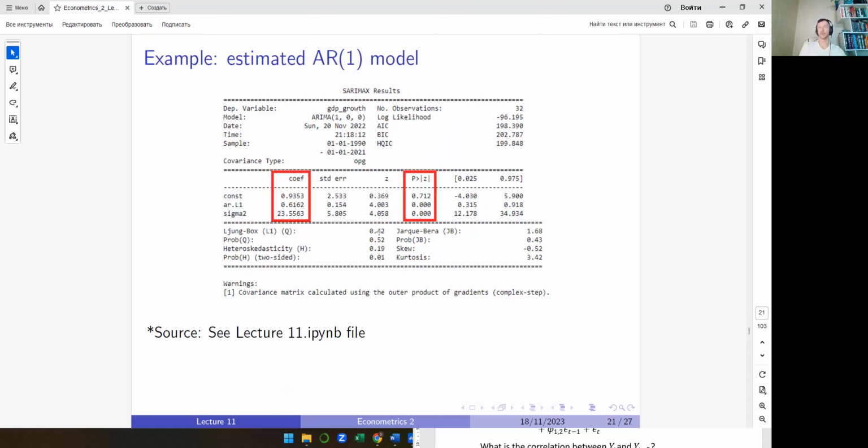Here are the results for the AR1 model. The constant is not significant. This is the coefficient for the first lag, and this is the estimate of sigma squared, the variance of the error term. So here is the result.